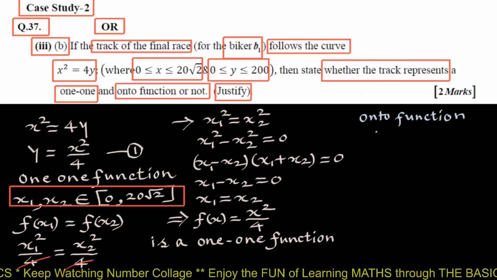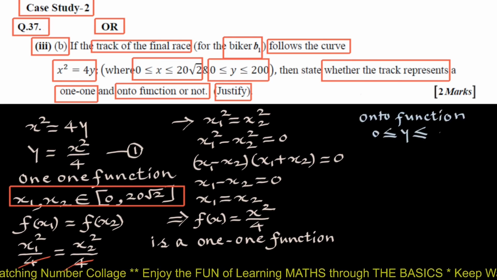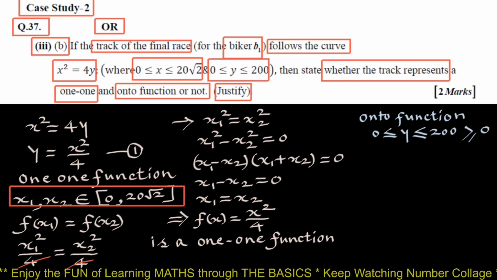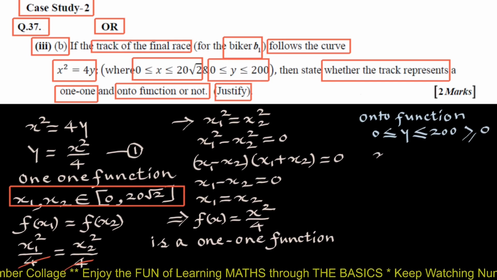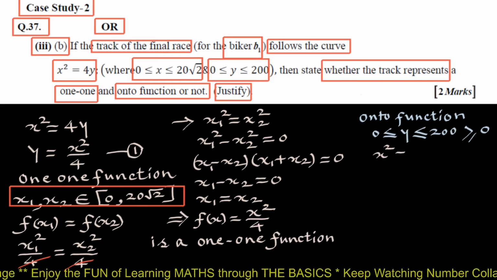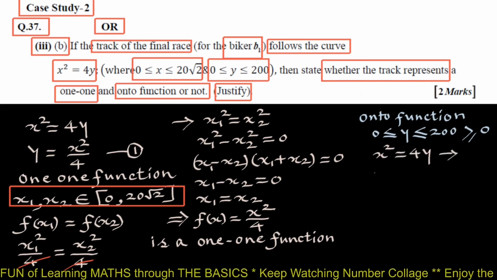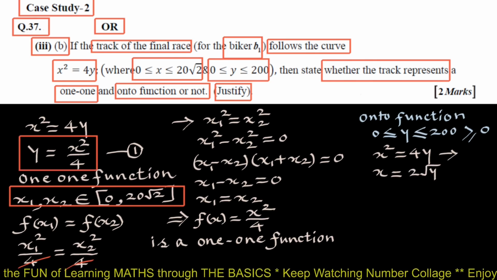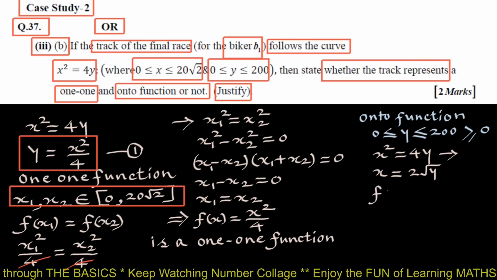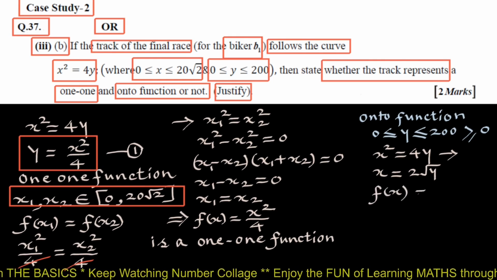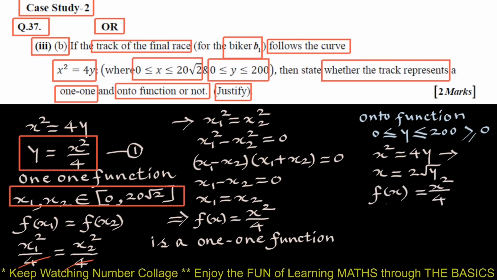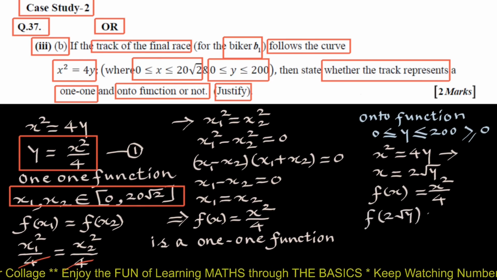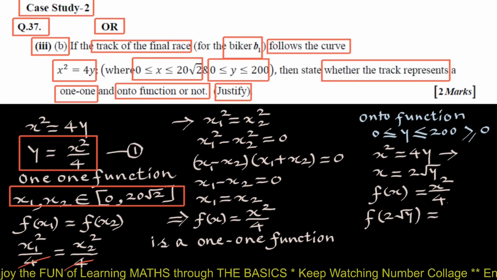We are given y lies between 0 and 200, which is a non-negative value of y, and from the track equation x square equals 4y gives us x equals 2 root y. Now from the track function y equals x square upon 4, that is f of x equals x square upon 4, replacing x by 2 root y, we get f of 2 root y equals x square upon 4, which is y.